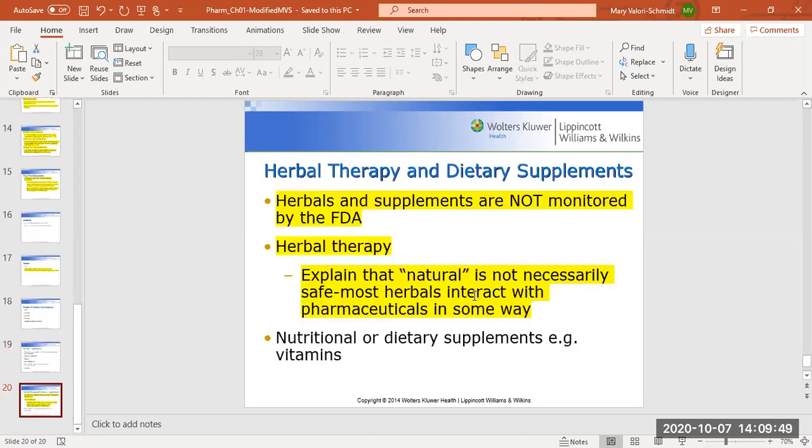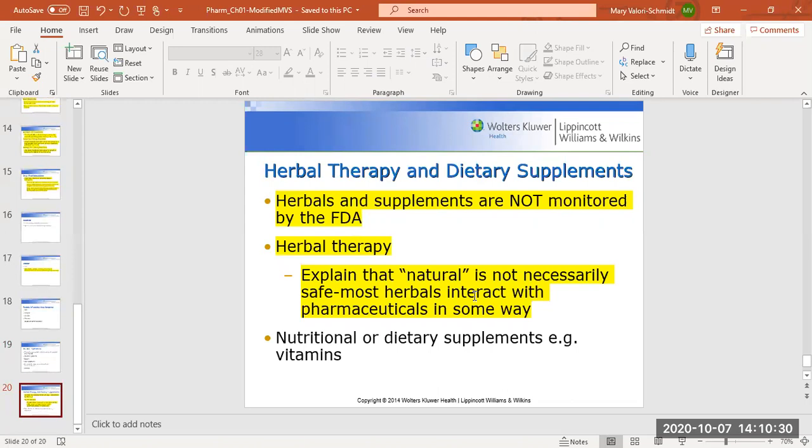Okay. And then last but not least, herbals, herbal therapy and dietary supplements. Just remember this. Herbals and over-the-counter supplements, like vitamins, are not monitored by the FDA. So if someone says to me, oh, take turmeric, it's great for inflammation, I buy into it and go buy myself turmeric and it says 100 milligrams per capsule. Could be 100 milligrams, could be 1 milligram, could be 1,000 milligrams. No one is watching, right? There's no oversight with herbals.